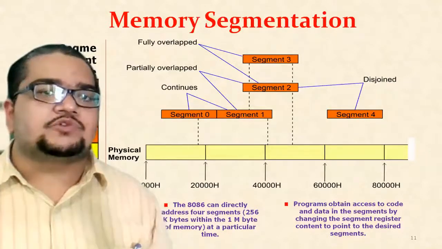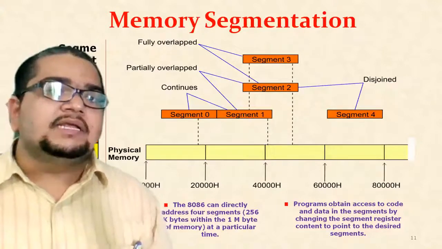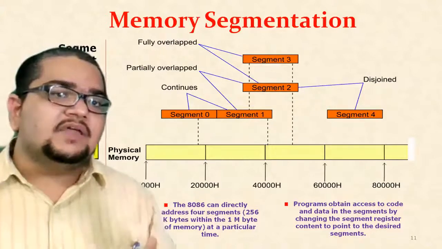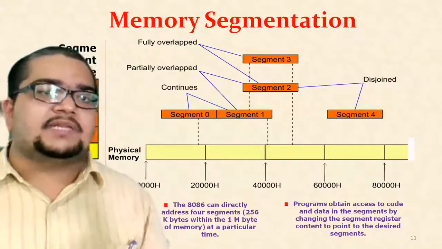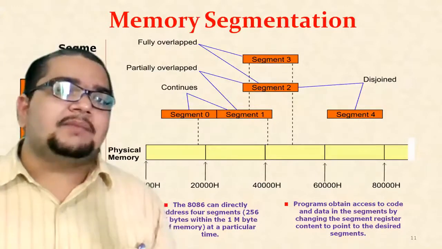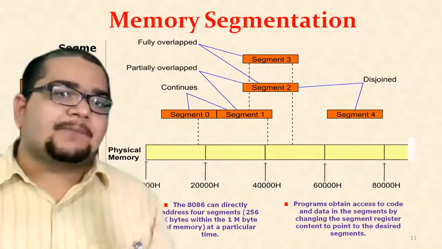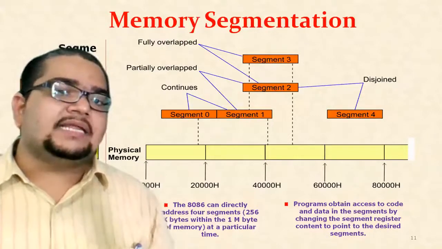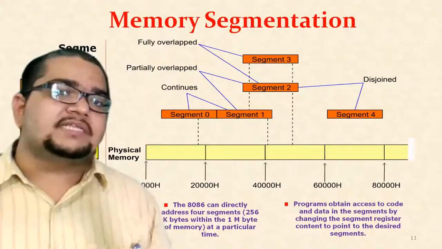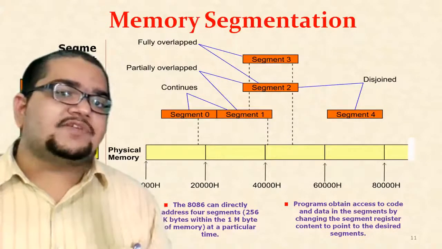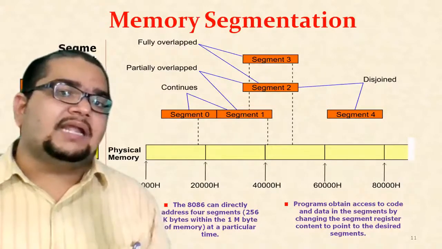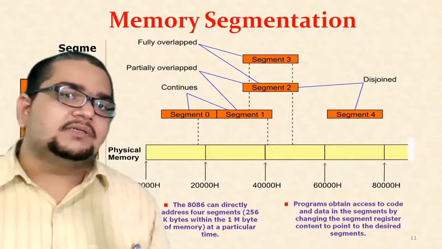In this case, segment 0 and segment 1 are non-overlapping; they are continuous segments. That means when the first segment is completed, the second segment starts, not overlapping over each other. Another example: segment 1 and segment 2 are partially overlapping. The starting address of segment 1 is outside segment 2, but the end address of segment 1 is within segment 2. Similarly, the starting address of segment 2 is within segment 1, but the end address of segment 2 is outside segment 1.